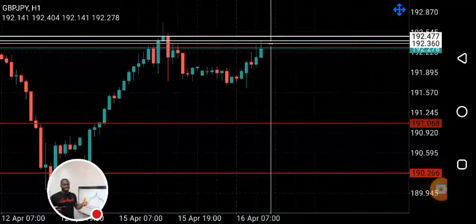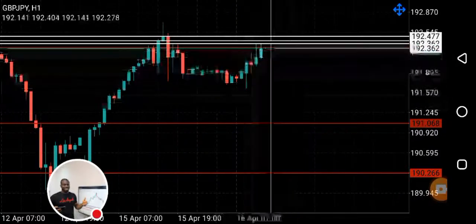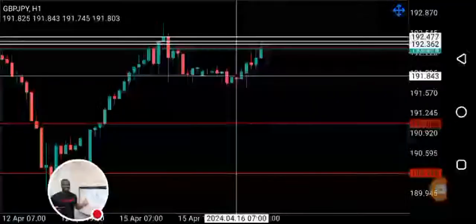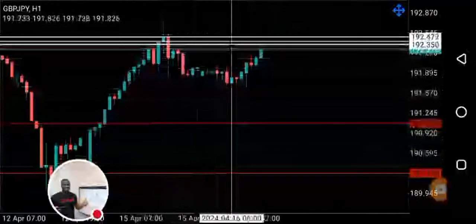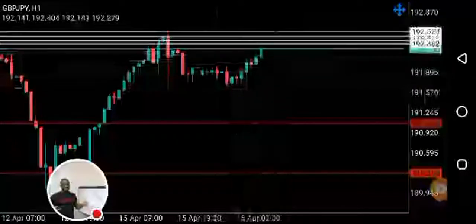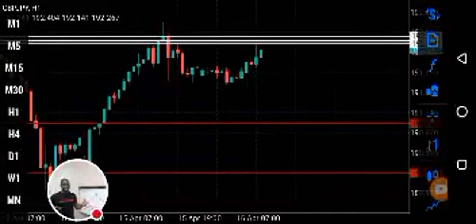But this week, my bias is bearish on GBJPY. So I have no business buying GBJPY this week. Even if a candle closes above, I'm not going to buy. I'm looking for a sell because price is at premium right now. I don't want to buy premium. I only want to sell at premium. So that's the take on GJ.